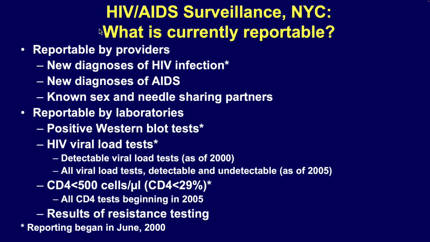How are the AIDS surveillance regulations implemented, and what's currently reported in New York City? Well, providers are required to report all new diagnoses of HIV and all new diagnoses of AIDS. They're also required to report known sex and needle sharing partners for the purposes of partner notification and other partner services like testing. Laboratories are required to report the results of positive HIV serologic tests and all HIV viral loads, both detectable and undetectable. All CD4 count tests are reportable, as are the results of HIV genotypic resistance testing.